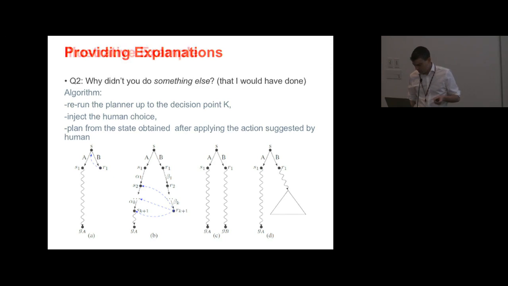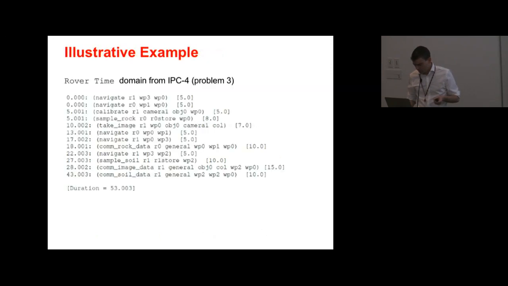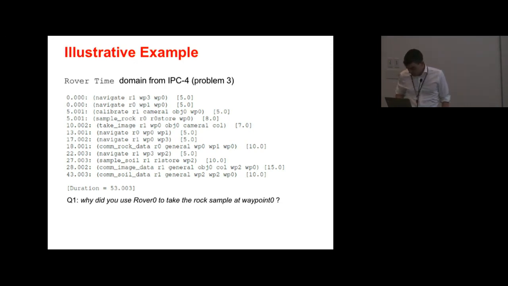Okay, there is an illustrative example with PDDL so that you see how this can work in practice. That's an example from the temporal version of the rover domain, where we have a couple of rovers, R0 and R1, and a number of waypoints, and the rovers must collect data and send data. Assume the user is confronted with this plan, and one question the user can ask is, why did you use rover 0 to take the rock sample at waypoint 0?